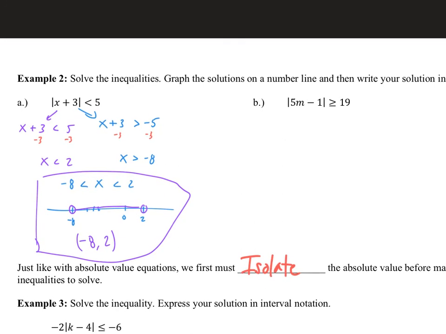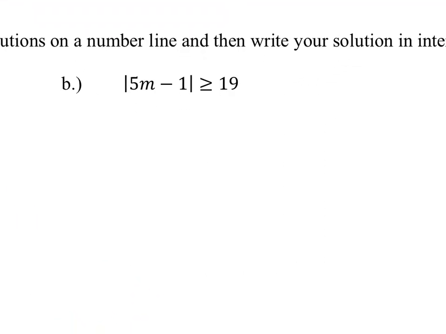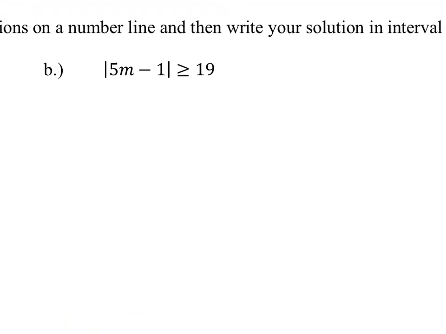All right. Pretty much the same thing here. I'm going to break it first. 5m minus 1 greater than or equal to 19. Then we flip it. 5m minus 1, left side stays the same. Now we flip the symbol around and flip the number and solve. So 5m is greater than or equal to 20.